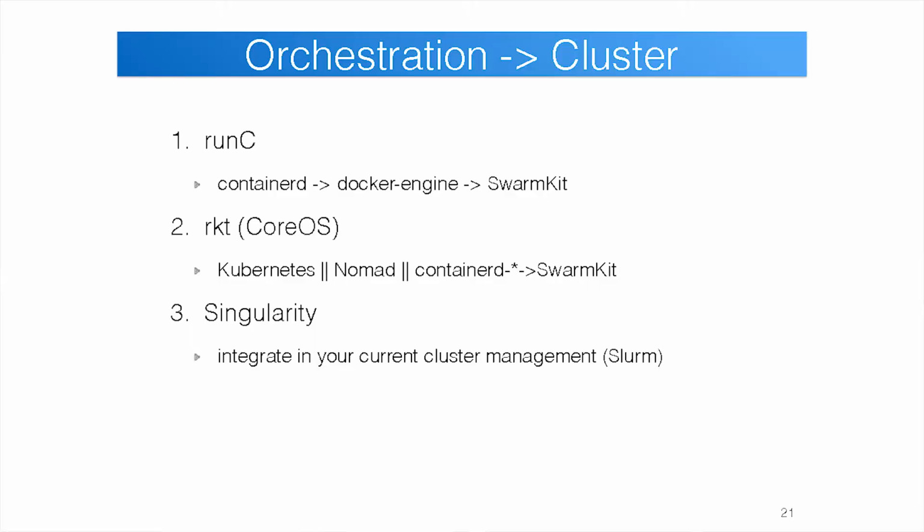And to create a cluster out of multiple Docker engines, so each node that you want to run containers on needs a Docker engine, and if you want to have a cluster out of multiple machines, you need to run a clustering mechanism. And for Docker, this is SwarmKit. For CoreOS Rocket, you can use Nomad, or you can use Kubernetes, or you can also use, as said, Dockerd and then SwarmKit to create a cluster of machines. Then Singularity integrates with your cluster management. So Slurm, I think, as said, is a canonical example.